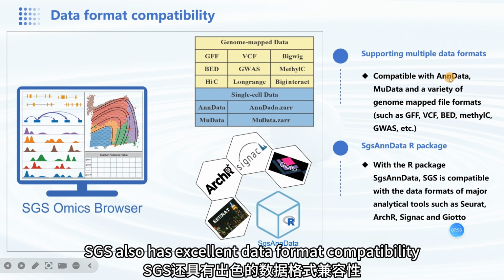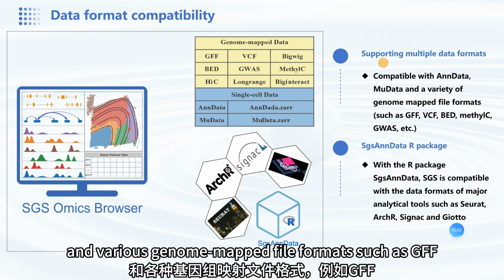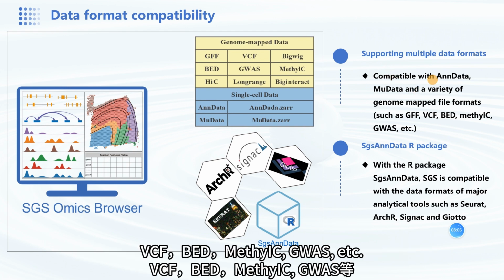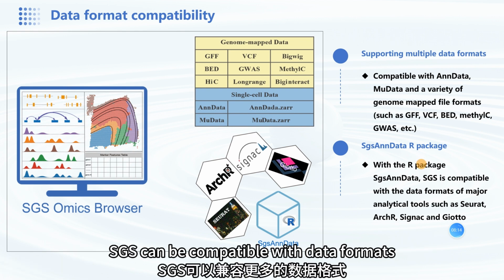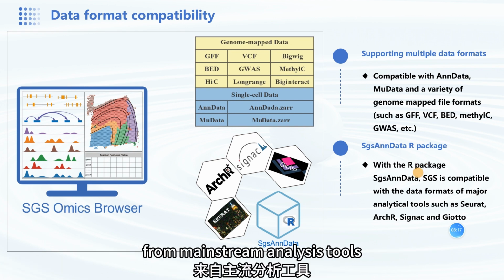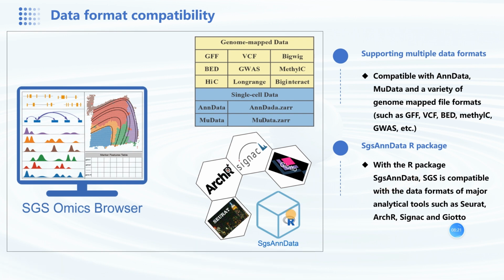SGS also has excellent data format compatibility, compatible with ONData, MUDATA, and various genome-mapped file formats such as GFF, VCF, BED, METHILC, GWAS, etc. Through the accompanying R package Saigon data, SGS can be compatible with data formats from mainstream analysis tools such as Seurat, Archer, Signac, and Giotto.